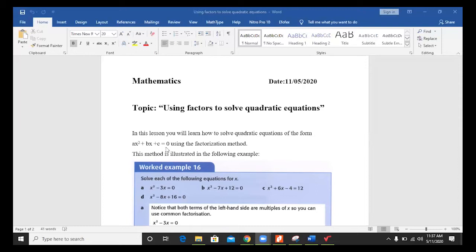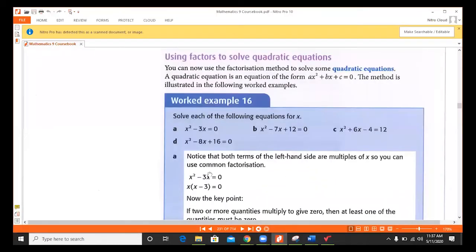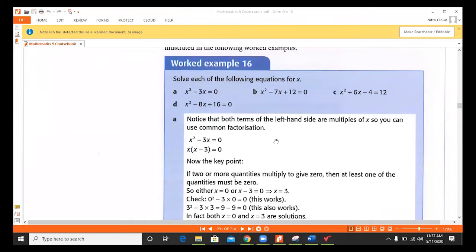This time we're going to use only the method of factorization, factorizing the quadratic expression first. The method is also illustrated in example number 16 taken from your book. Here is the example, and in your book it's here. And how it works: first of all, we identify what type of quadratic equation we have. For example, here we have the first one, x squared minus 3x equals 0.